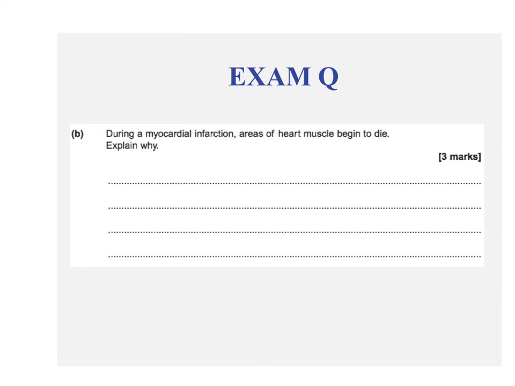And the last question. During a myocardial infarction, areas of the heart muscle begin to die. Explain why. Now, I want you to pause for a second before you start. If you don't know what a myocardial infarction is, go and have a look at what it means now and add that to your notes. Hopefully you will have researched it in the supplying blood to the heart slide, where we looked at the coronary arteries, but you might not have done. So stop now if you haven't got any clue what this term means, and complete the question and then play again when you're ready and feel confident that you know what it is.